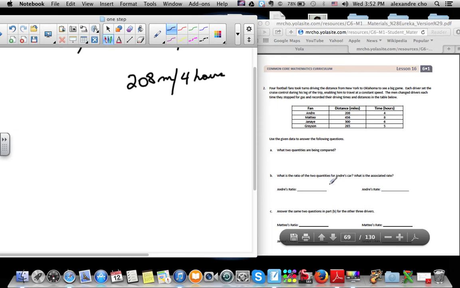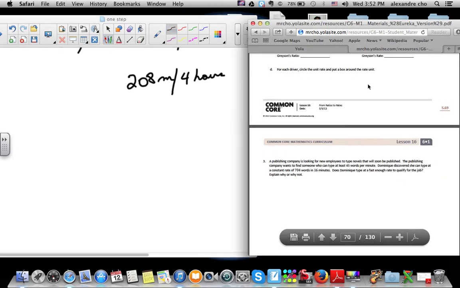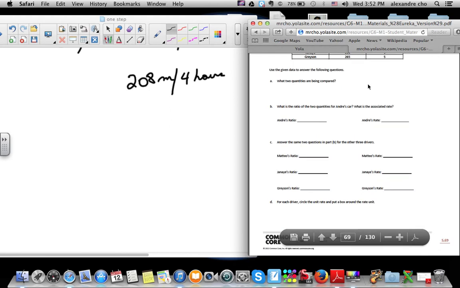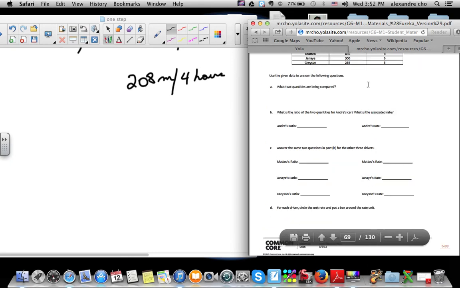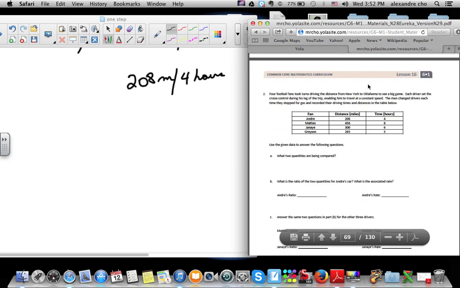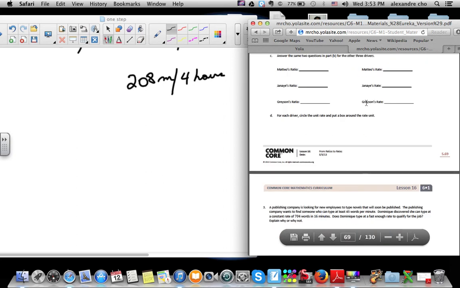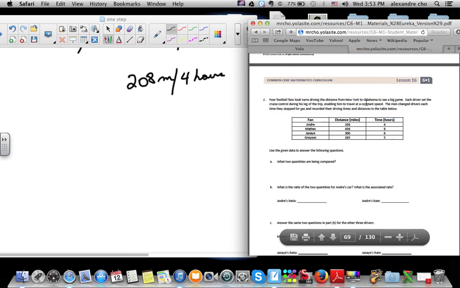So what's Matteo's rate? 456 over 8. Janae's 300 over 6. And Grayson's is 265 over 5. For each driver, circle the unit rate and put a box around the rate unit. Alright, let's find the unit rate for each of the drivers, which is what I think the last question, part D, is talking about.